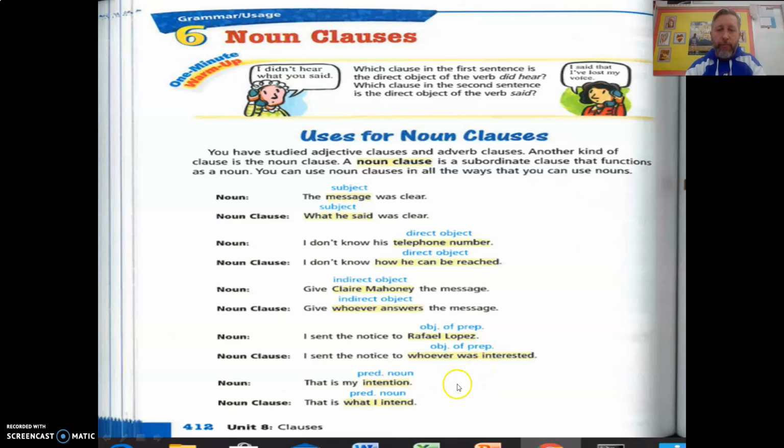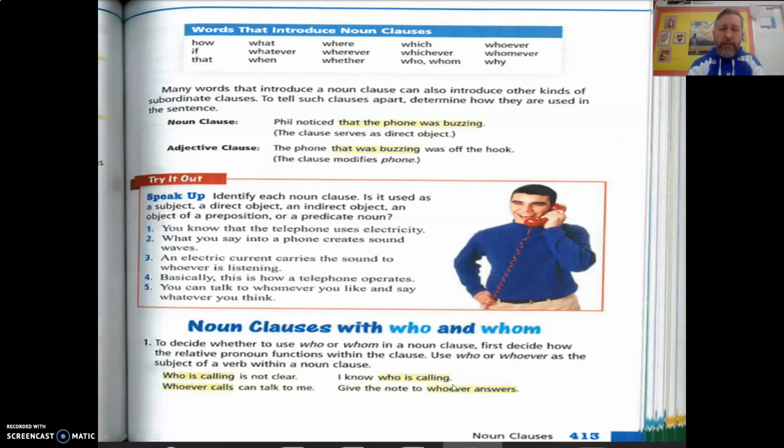All right, let's go through page 413, you should have your books open to that. I'm going to go through it. At the top of the page, there are some words that introduce noun clauses. We know them as subordinate conjunctions. Those are the particular ones that you're going to be looking for in order to help you identify which are the noun clauses.